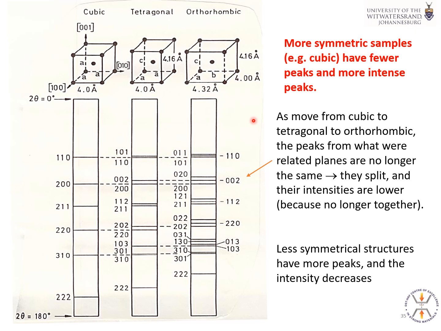Okay, so the message of this is, the simpler structure you've got, and cubic is pretty simple, you can't get more simple than cubic, you're going to have fewer peaks and they're going to be stronger. The more complex you get and the more you get away from cubic, you're going to have more peaks, here they are splitting up, and they're going to have a lower intensity. So less symmetrical structures have more peaks and the intensity decreases.